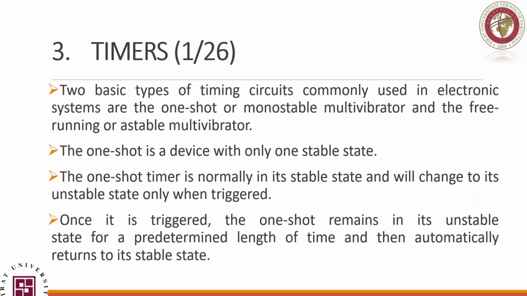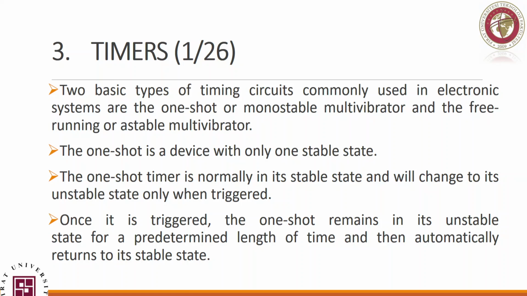We have the other type, what we call free running, or the astable multivibrator. For the astable, it keeps bouncing. It's not stable, okay? It's unstable. It keeps on bouncing between two states based on a certain period.